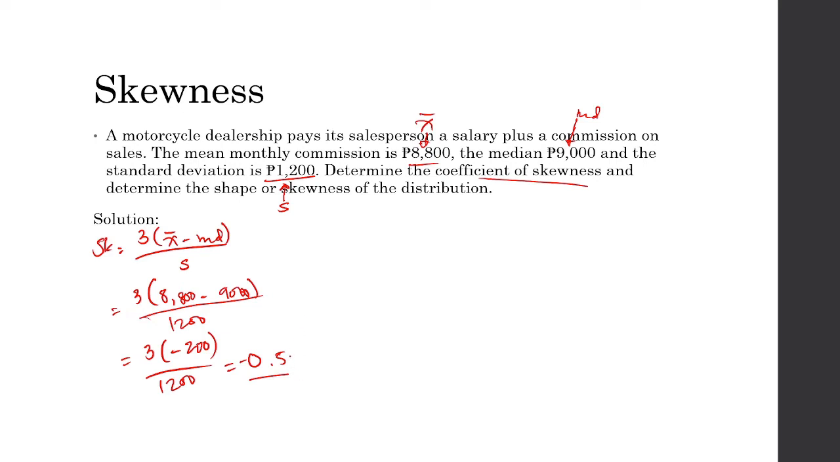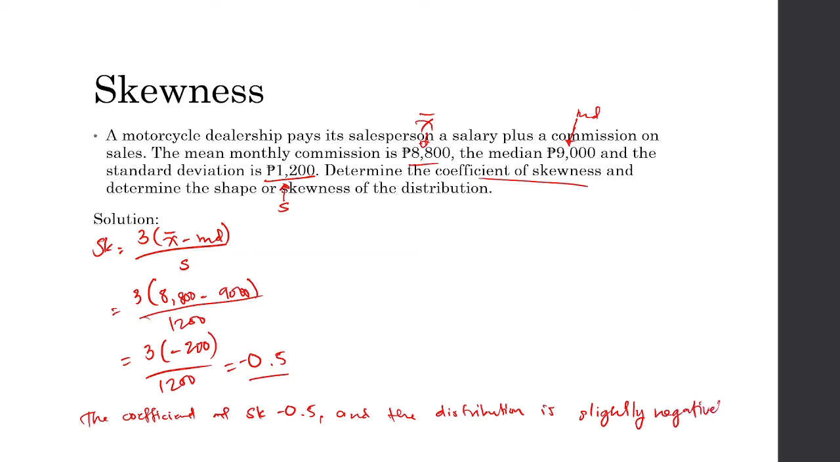This is the coefficient of our skewness. So the coefficient of skewness, sorted ko na lang class, is negative 0.5. And the distribution is slightly negatively skewed. Okay? So that will be an answer for that example.